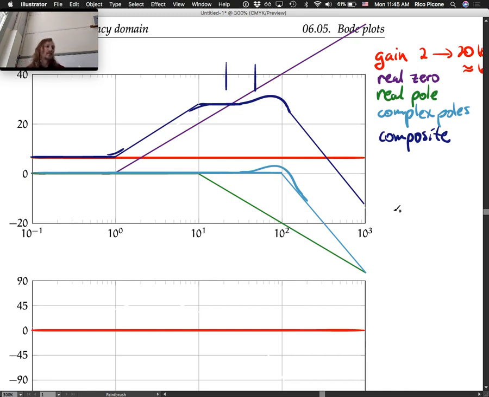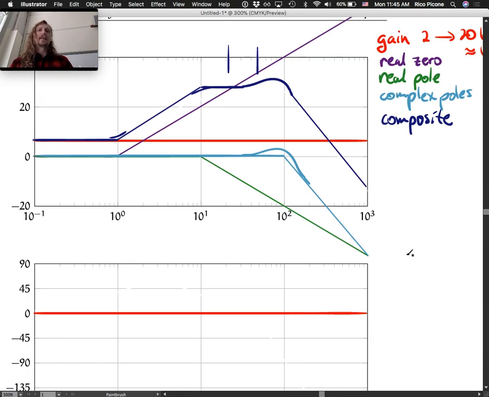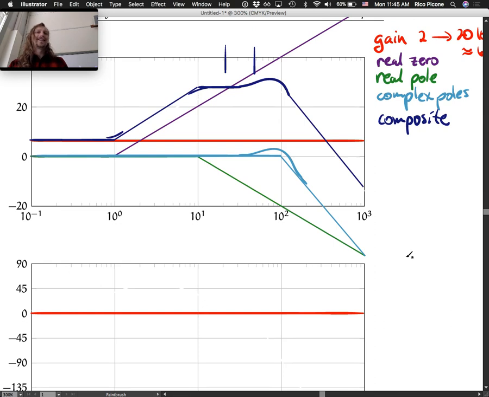The phase sketch actually tends to be even easier, and so let's do that one. We did the gain already, which was zero, no problem there.